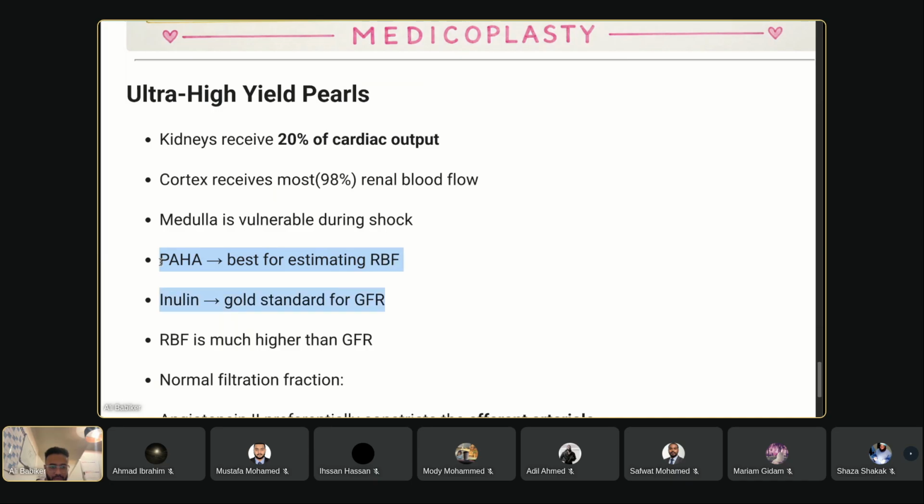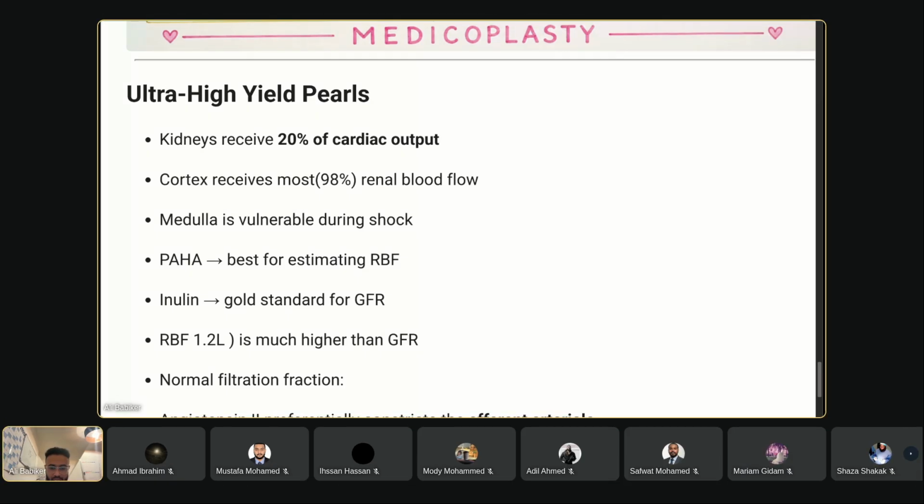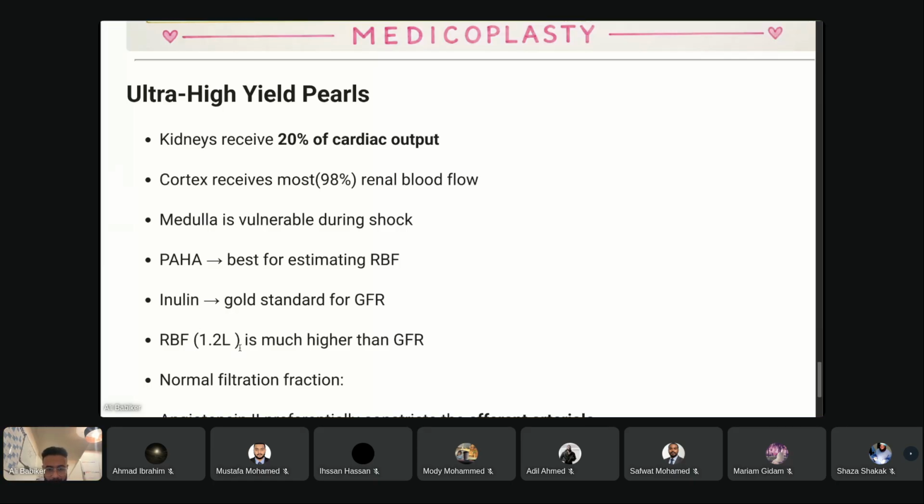But this is the exam. Okay, this is the exam area. Para-aminohippuric acid is best for estimating renal blood flow. Inulin is the gold standard for glomerular filtration rate. Renal blood flow is much higher than glomerular filtration rate, because renal blood flow is 1.2 liters, and the glomerular filtration rate is just 125 ml per minute.